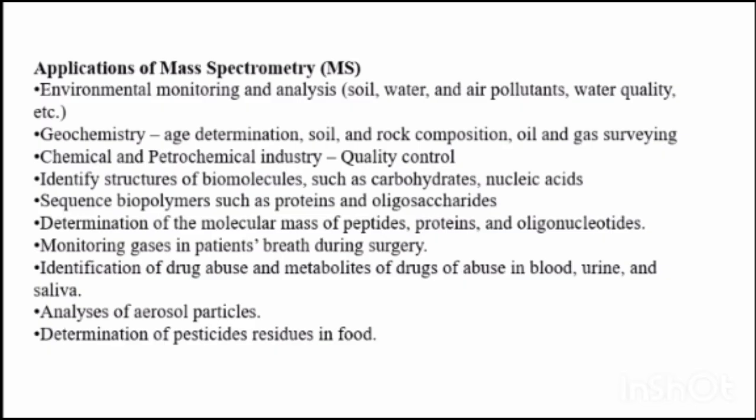Then let's see about the several applications of mass spectrometry. Mass spectrometry is applied in environmental monitoring and analysis, for example, soil, water and air pollutants and water quality. It is applied in geochemistry for age determination, soil and rock composition, and oil and gas surveying. In the chemical and petrochemical industry it helps to control quality. It is used to identify structures of biomolecules such as carbohydrates and nucleic acids.